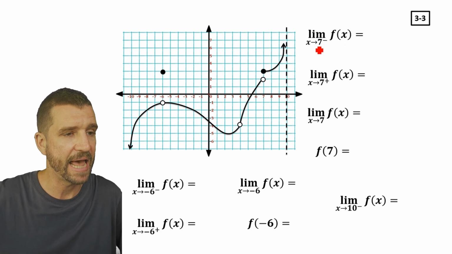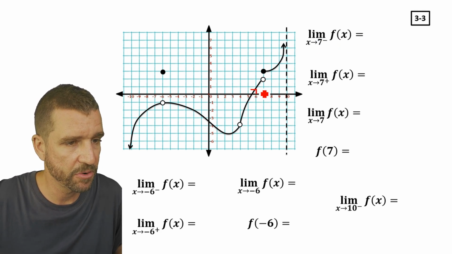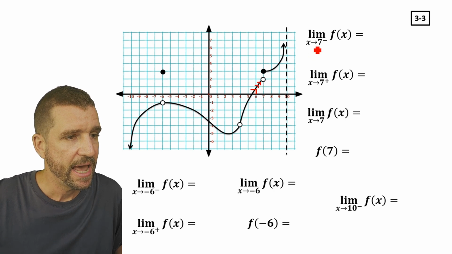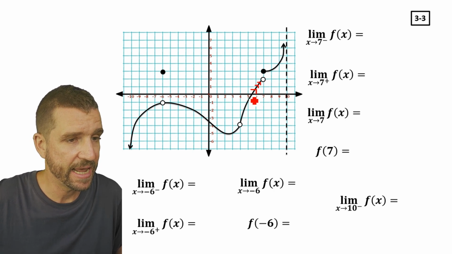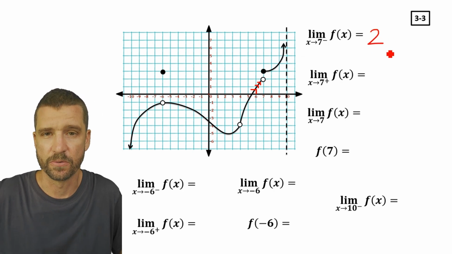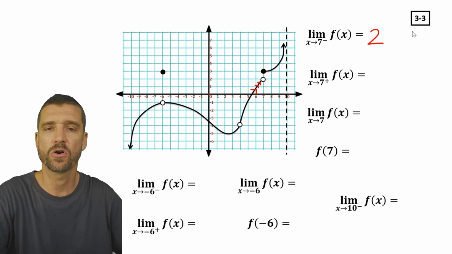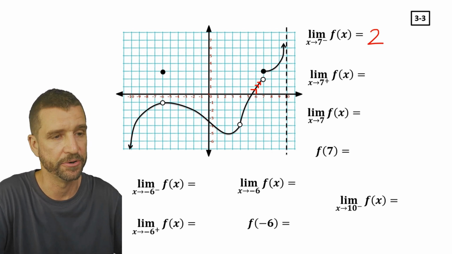So the limit as x approaches 7 from the left of f of x. We are going to approach 7 from the left, and the left-hand limit does indeed exist, and it equals 2. Now, pause the video and see if you can work through the rest of these problems on your own.